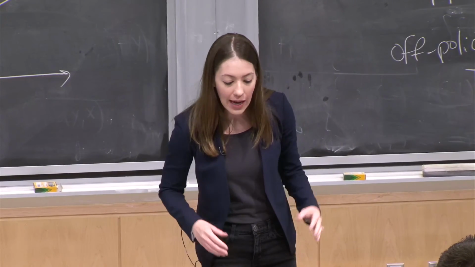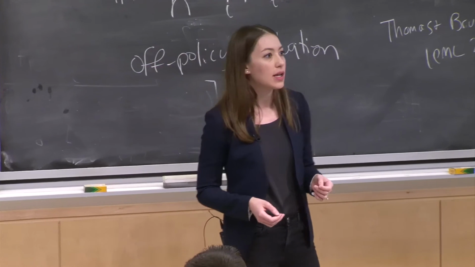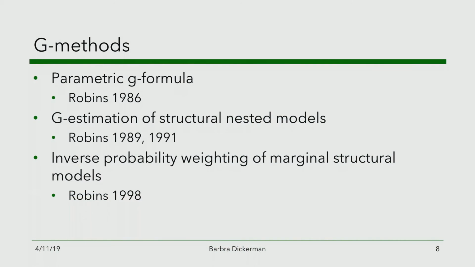And so a class of methods that was designed specifically to handle this is G methods. These are sometimes referred to as causal methods. They've been developed by Jamie Robbins and colleagues and collaborators since 1986, and they include the parametric G formula, G estimation of structural nested models, and inverse probability weighting of marginal structural models.